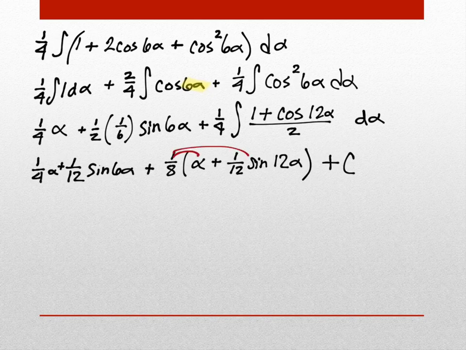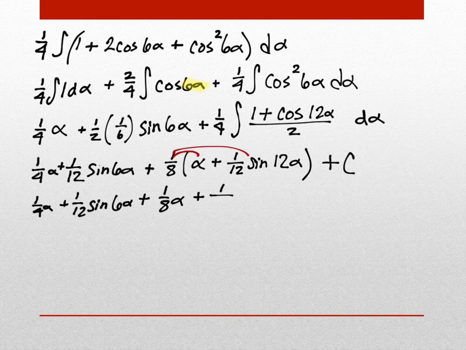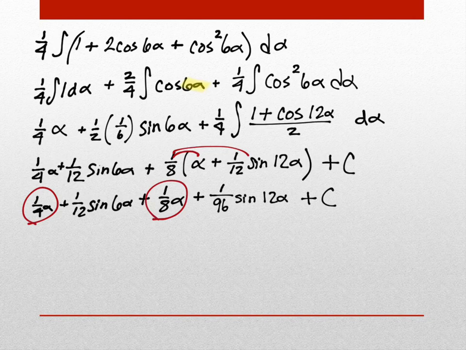Okay. Then we're going to distribute this through, clean it up a little bit, and we are going to have one piece that's going to be able to combine, not a lot, but one. So I have 1/4 of alpha plus 1/12 sine 6 alpha. I have plus 1/8 alpha, and then what happens when we multiply 8 and 12? 96. That's what I was thinking. 96 sine of 12 alpha plus my c. What can be combined? Yeah, the 1/8 and the 1/4 alphas. So what happens when I add 1/4 and 1/8? You get 3/8. Good. 3/8 of alpha.